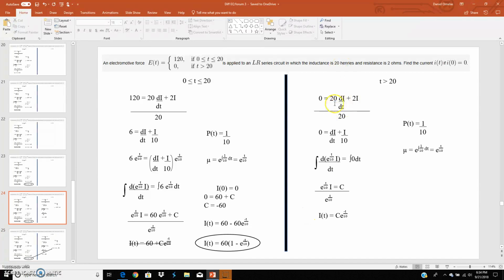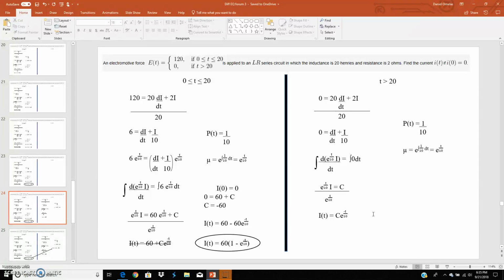The second side goes mainly the same way. You substitute the 0 for the E of t instead of 120, so here it's 0. Divide by 20, find your P of t, your mu, integrate both sides, of course. The integral of 0 is just some constant instead of a value plus a constant. So divide both sides by e to the t over 10, and you get I of t equals c e to the negative t over 10, just the constant times our integrating factor.